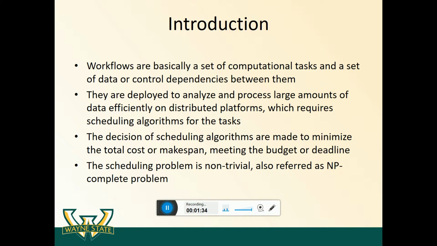Workflows are basically a set of computational tasks and a set of data or control dependencies between them. They are deployed to analyze and process large amounts of data efficiently on distributed platforms, which requires a scheduling algorithm for the tasks. Scheduling algorithms play a crucial role in running workflows efficiently as they are responsible for the management of the tasks on the distributed compute resources. The decisions of scheduling algorithms are made to minimize the total cost or makespan while meeting their budget and deadline. The scheduling problem is non-trivial, also referred to as an NP-complete problem.